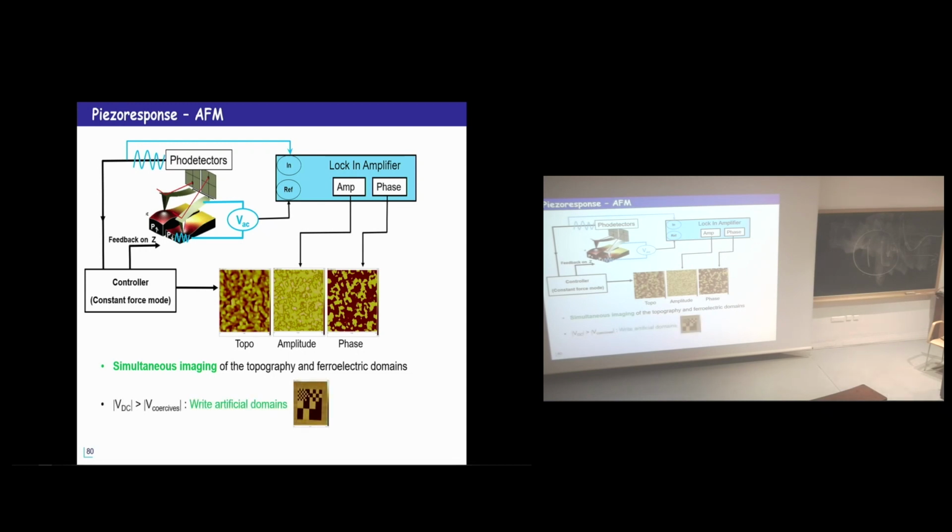If you apply a DC voltage above the coercive field, you can write artificial domains. And if you stop scanning and stay on the spot, apply a small VAC AC voltage to measure the piezo response, and sweep the VDC, you can reconstruct the cycle of local piezo response like this. And you can do that in many points, and you can make a mapping of the coercive field and so on.